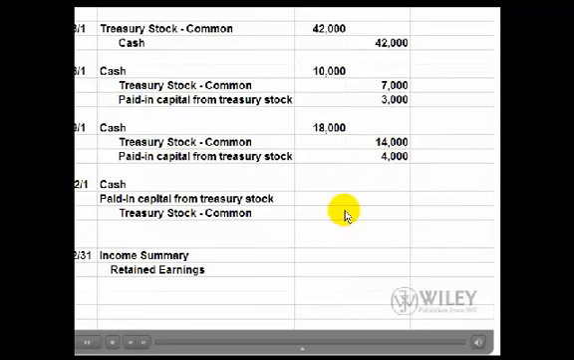On December 1st, sold 1,000 shares at $5 a share. So we debit cash for $5,000. We credit treasury stock common for 1,000 shares times the cost of $7. And we need to make a debit to paid in capital from treasury stock for the difference, $2,000.